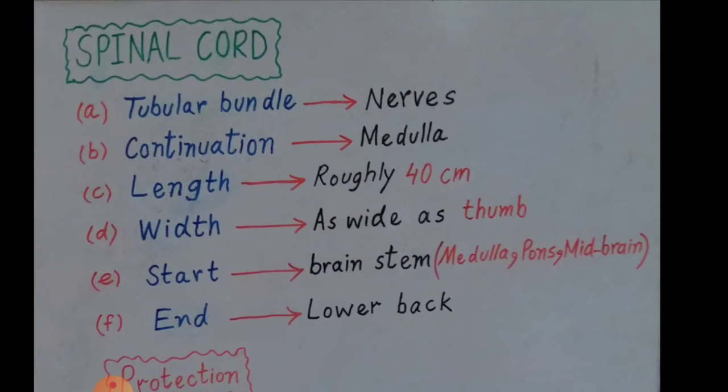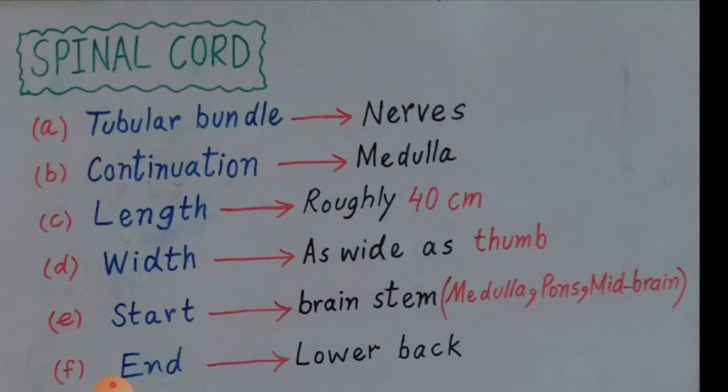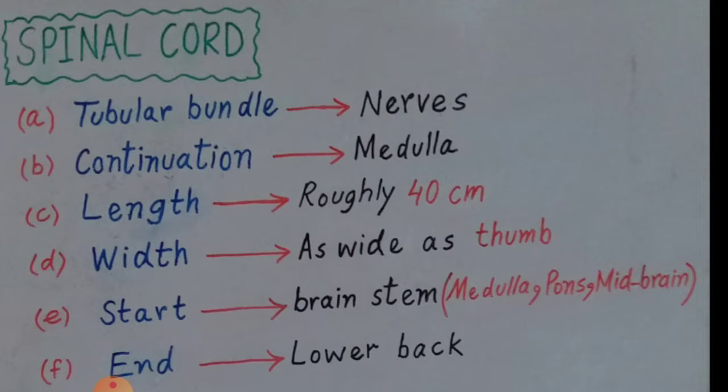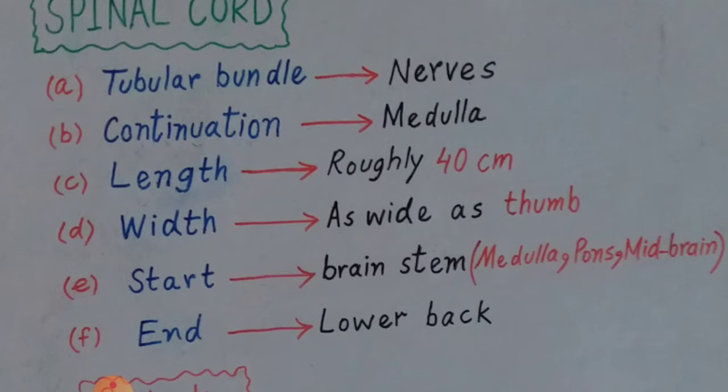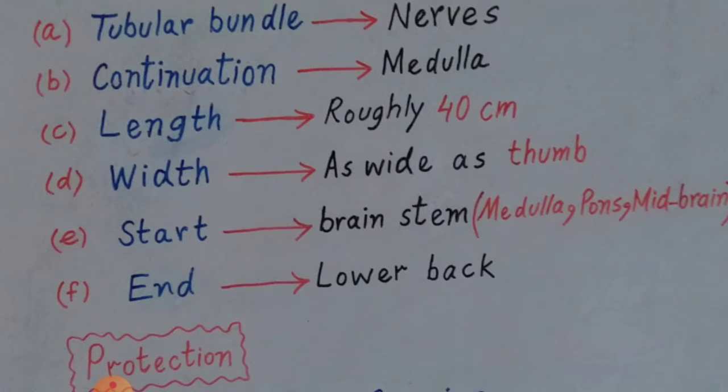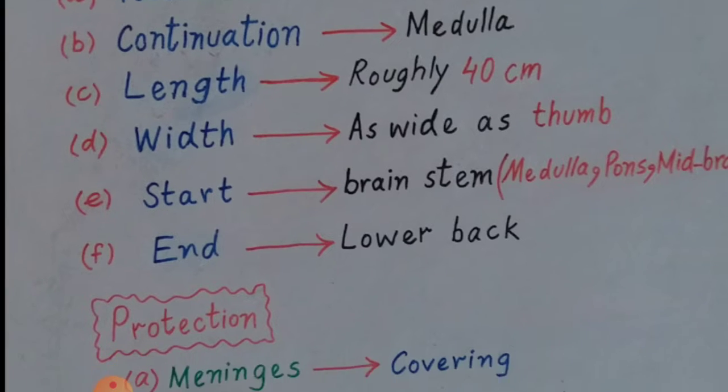Spinal cord is actually the tubular bundle of nerves, and spinal cord is the continuation of medulla. The length of the spinal cord is about 40 centimeter, and its width is about the width of the thumb, as wide as thumb. Spinal cord starts from the brainstem. What is brainstem? Medulla, pons and midbrain are collectively called brainstem. So the spinal cord originates from the brainstem and ends at the lower back area.